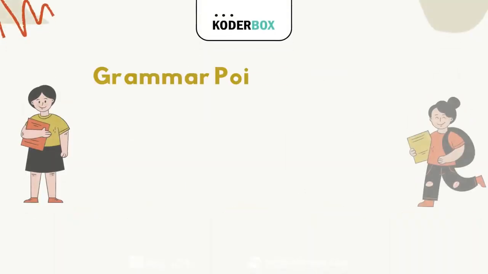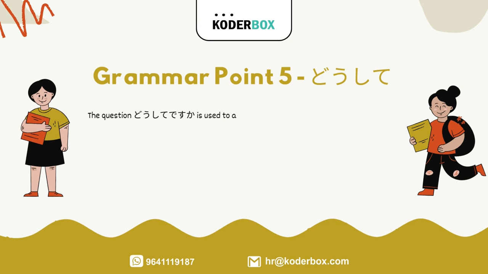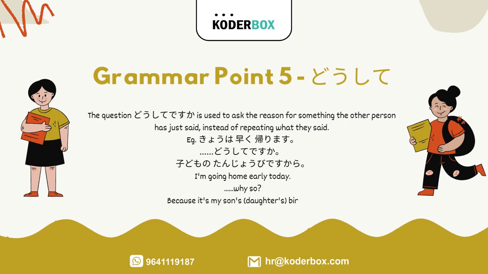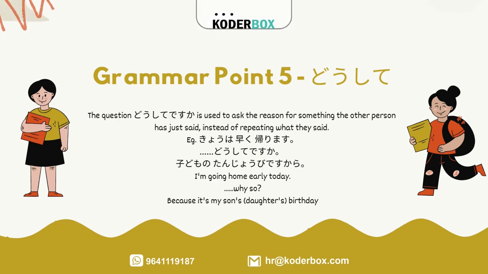The question doshite desu ka is used to ask the reason for something the other person has just said instead of repeating what they said. Example, Kyou wa hayaku kairimasu. Doshite desu ka? Kodomo no tanjoubi desu kara. I'm going home early today. Why so? Because it's my son's birthday.